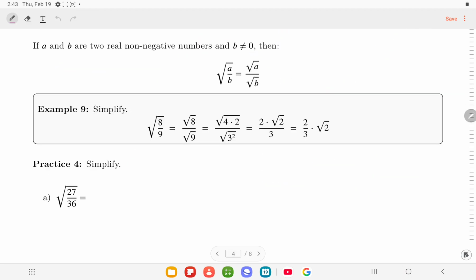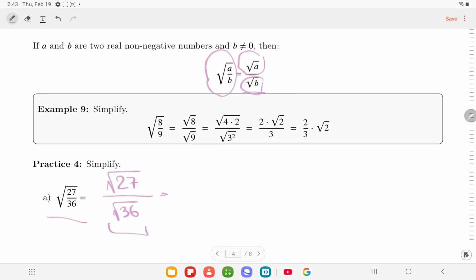So similarly to what we just did with multiplication, we can do the exact same thing with division. So if we have the root of a fraction, we can split it into the root of the numerator over the root of the denominator. However, the denominator cannot be 0 because we would have an undefined fraction. So let's try an example here. This can be rewritten as the root of 27 over the root of 36.